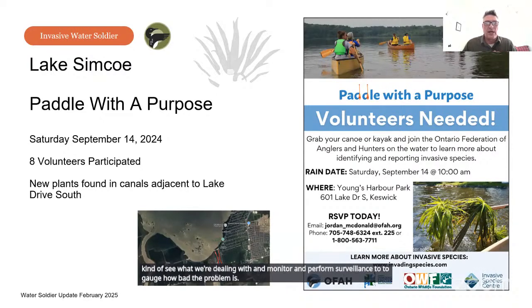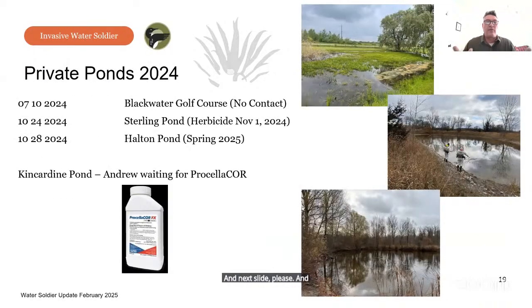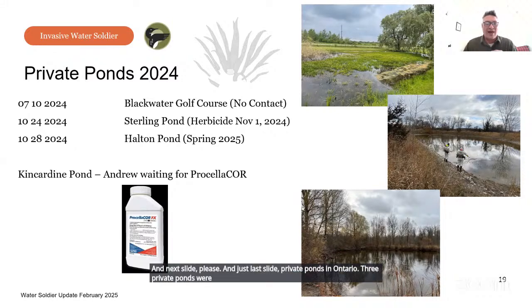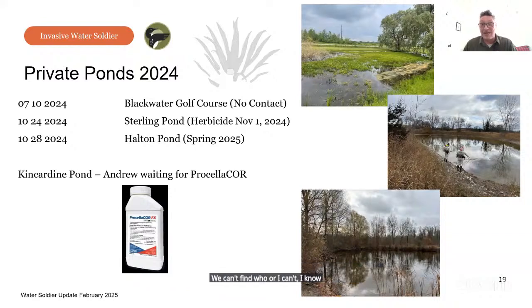And next slide, please. And just last slide, private ponds in Ontario. 3 private ponds were reported this year. Blackwater Golf Course in Georgina off of Highway 48. I know who owns the property, I just can't get in contact with them.